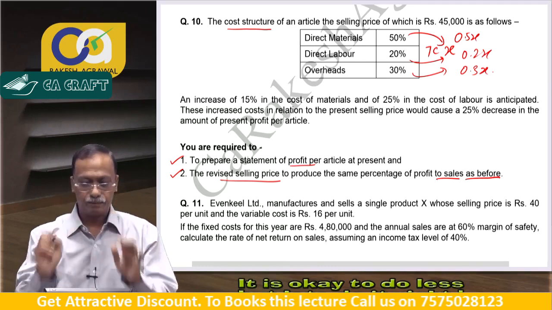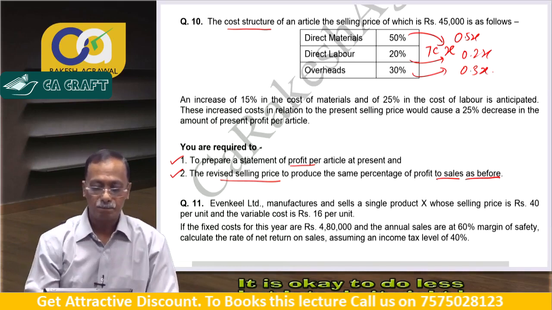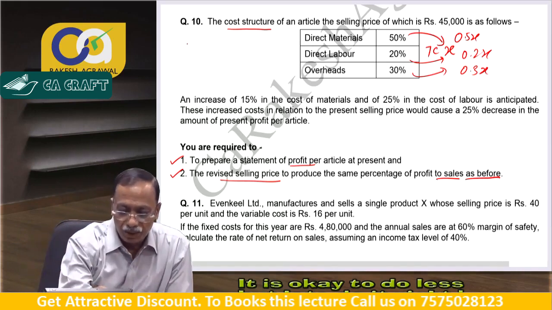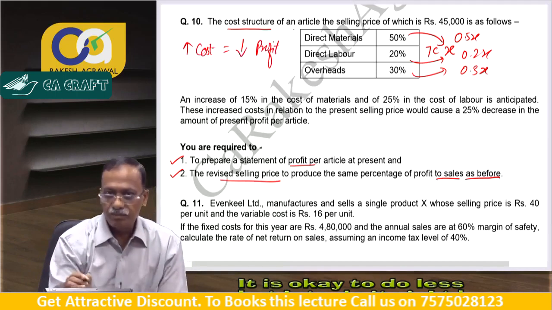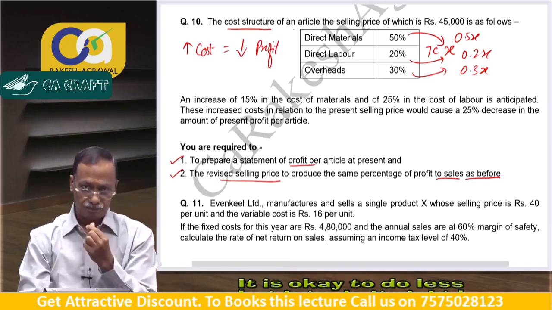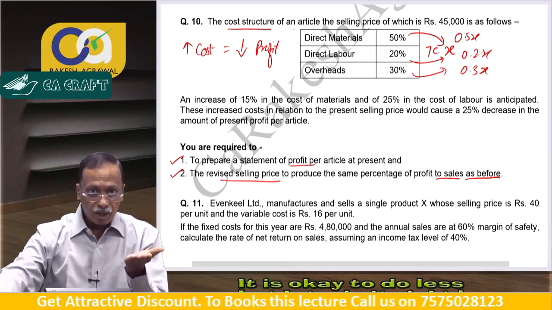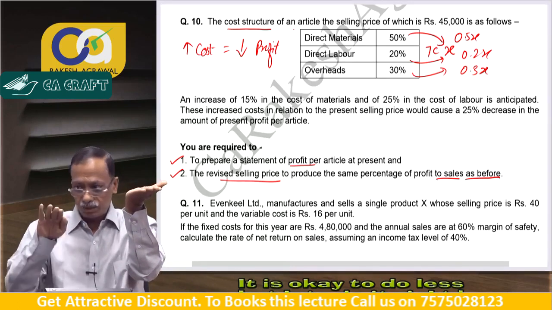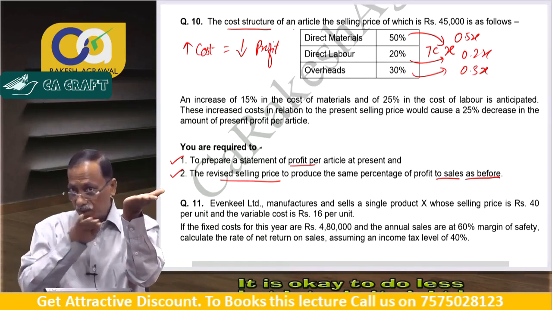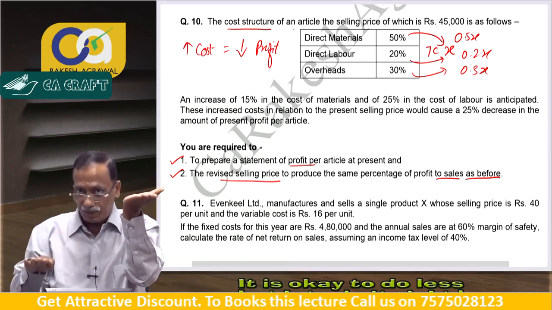In terms of X. Now listen, important thing. We'll have to make a mathematical equation. Mathematical equation is increase in cost is equal to decrease in profit. See, if my sales price remains the same, whatever is my sales price, that is 45,000 given in the question. If my cost goes up by 1000 rupees, profit will decrease by 1000 rupees if selling price remaining the same.